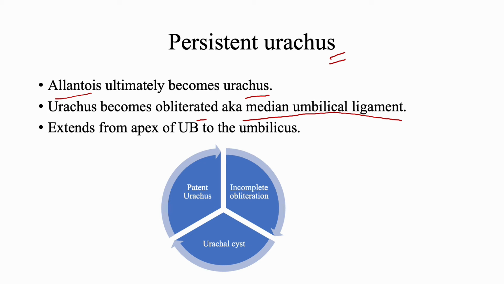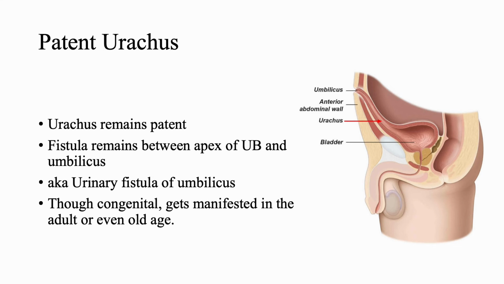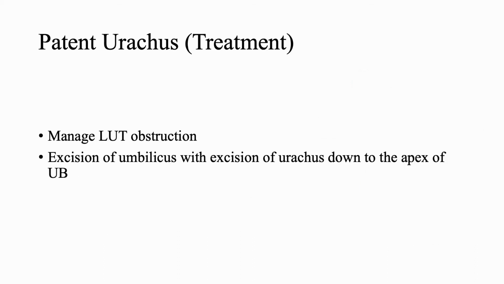Regarding the urachus, we can find three main anomalies: the patent urachus, incomplete obliteration, and the urachal cyst. If both the ends are obliterated, the umbilical end is closed and the bladder end is also closed, and in between it remains patent, then there will be the formation of a cyst.